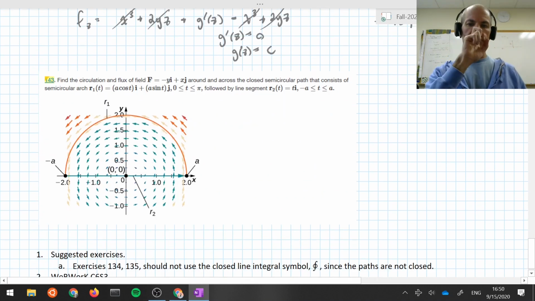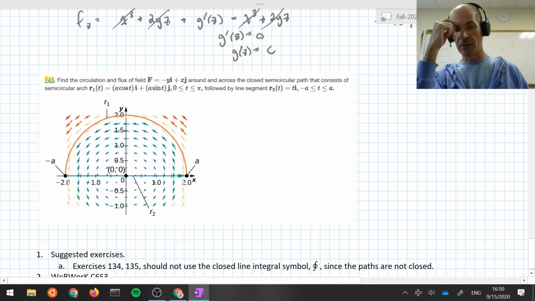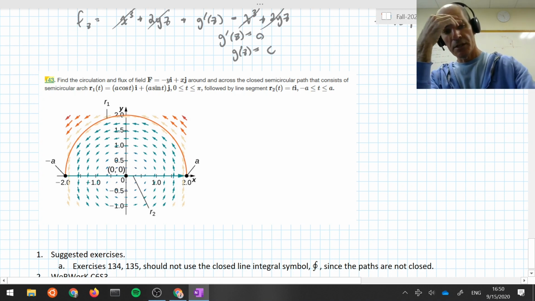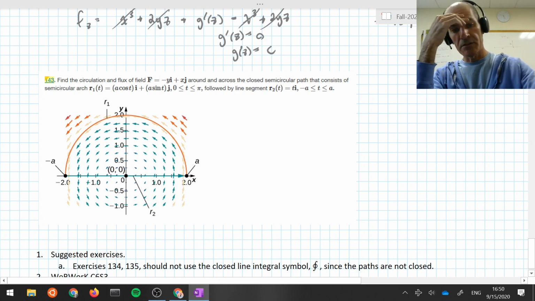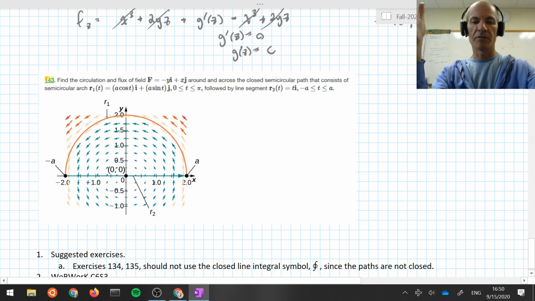143, last one. So here you're asked to find the circulation and the flux of the field around and across this closed semicircular path. You might not notice it here, but this is a closed path. Let's say you start here at A, you go along the circular arc here, and then across the bottom. It's a two-part path, but together it's a closed path because the starting point and the ending point are the same.